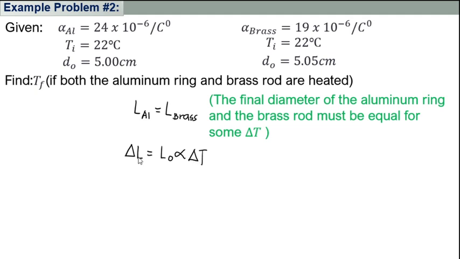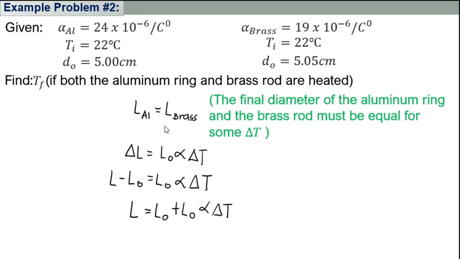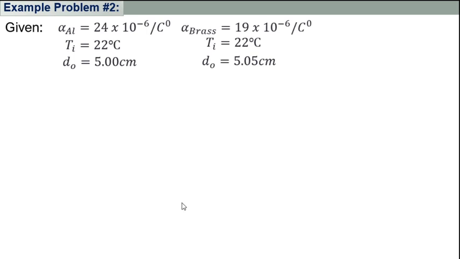So change in length is also the same as the final length minus the initial length is equal to L sub O times alpha times delta T. Transposing L sub O to the other side of the equation, it will give us final length is equal to L sub O plus L sub O alpha delta T. So we can now equate the final dimensions of our aluminum and brass rod using the given equation.